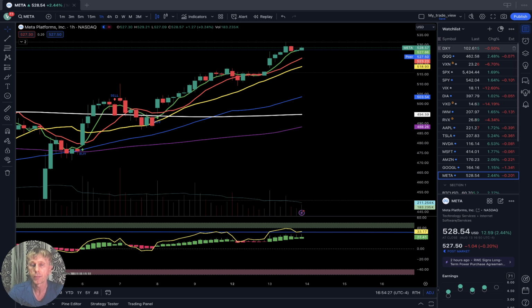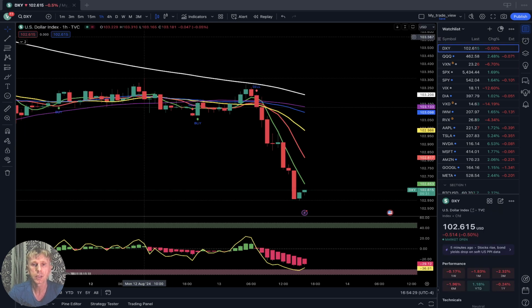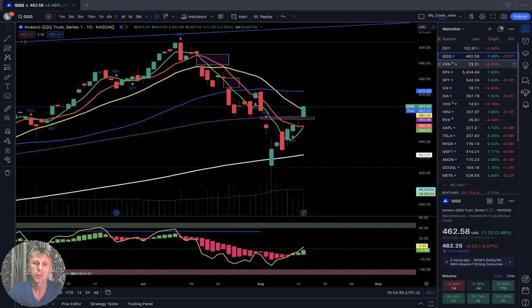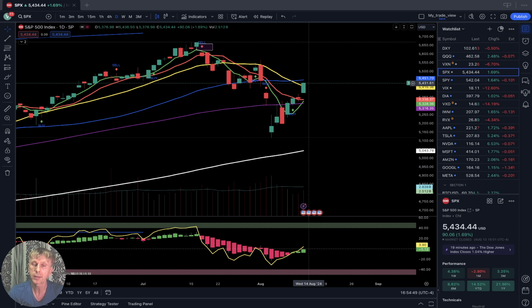Let's do a summary. USA dollar, DXY still bearish. No bullish reversal. Still bearish trend and bearish setup. QQQ and S&P 500 on daily time frame, they did a nice bounce and they did close above SMA 20. It is positive, but it's not confirmed because tomorrow it could be rejection.